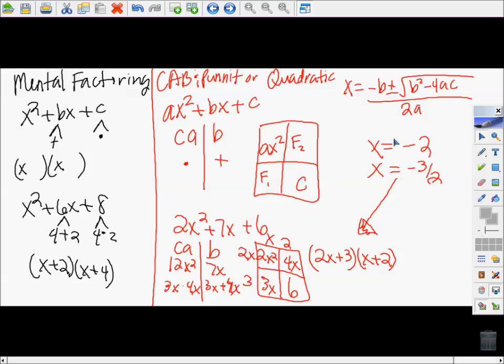What this means is that if it's x equals negative 2, you actually have x plus 2 as a factor. If you end up with x equals negative 3 halves, your denominator is the leading coefficient of the other binomial, and instead of a negative 3, it is a positive 3. So either way, you're going to end up with the same answer of 2x plus 3 times x plus 2. Use whichever method you're more comfortable with or more familiar with.